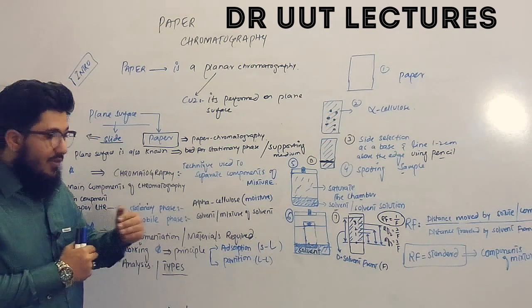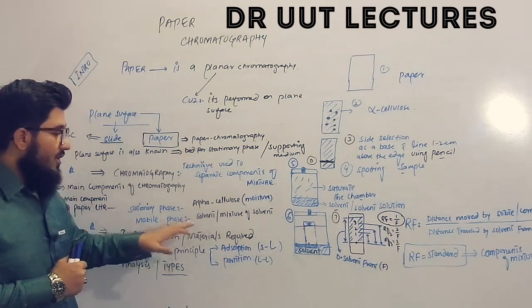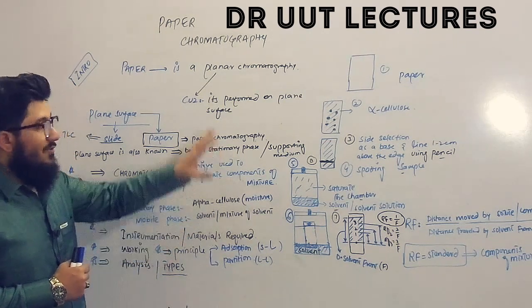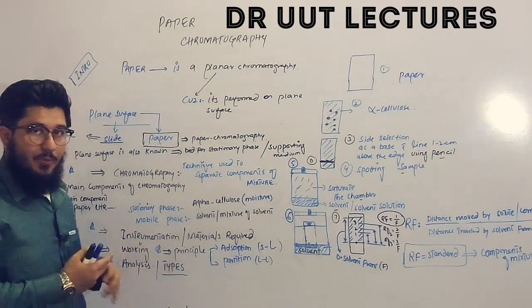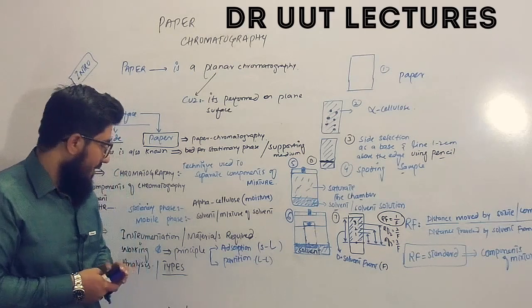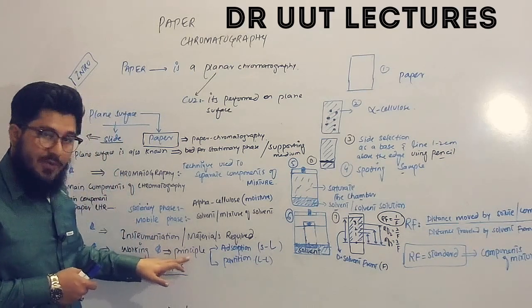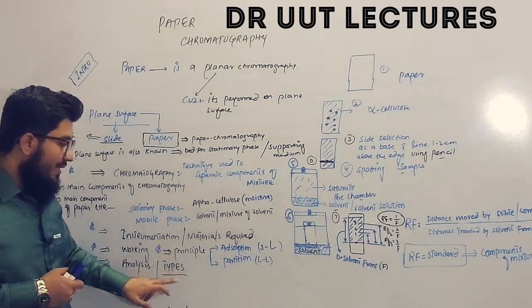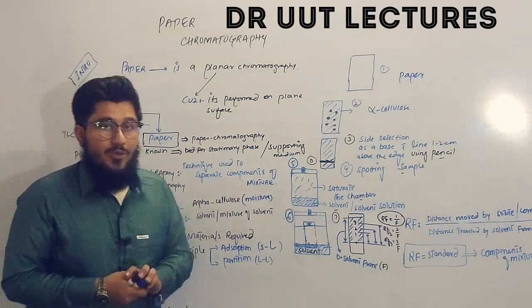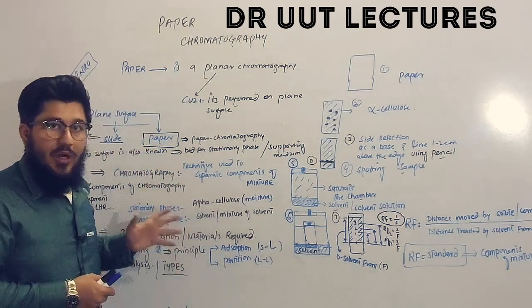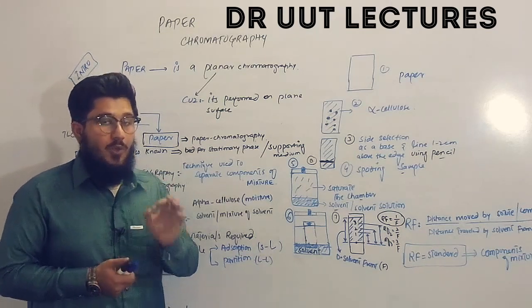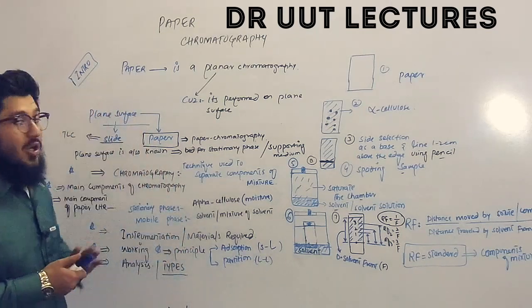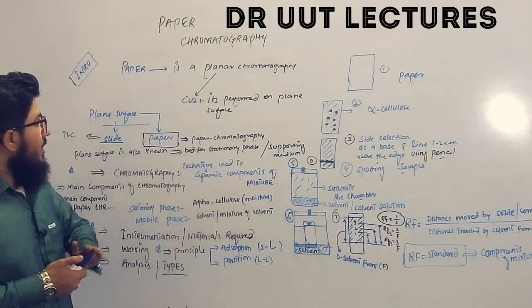We'll further continue our discussion with the instrumentation or the materials required to perform paper chromatography. After that, we will know about the working, you can call it the procedure, of paper chromatography. We will also know about the principle, the analysis, and the types of paper chromatography. So these are the points that we will discuss in today's lecture. Let's start from the very first point, the introduction of paper chromatography.